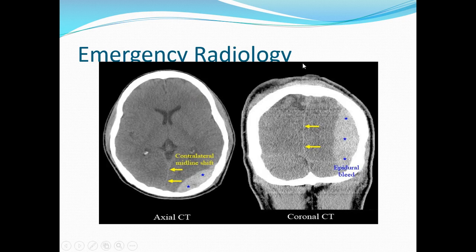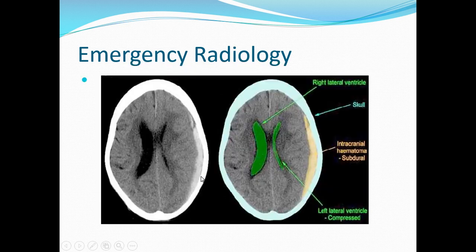Then another epidural or extradural, both are the same. This is the bleed, hyperdense, biconvex. Then another type of bleed we can have is subdural.